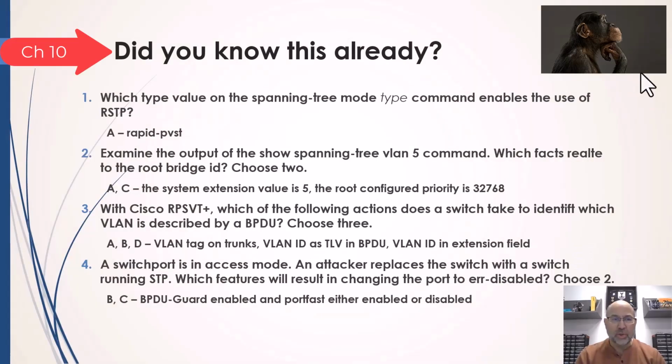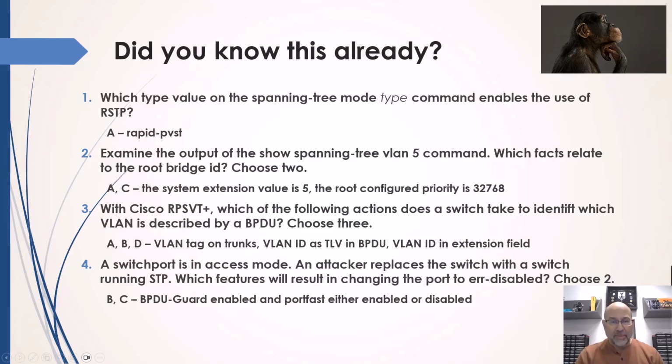Question 1 in the Do I Know This Already: which type value in the spanning-tree mode type command enables the use of RSTP? And the answer there is A, rapid-pvst. We'll see that again today.